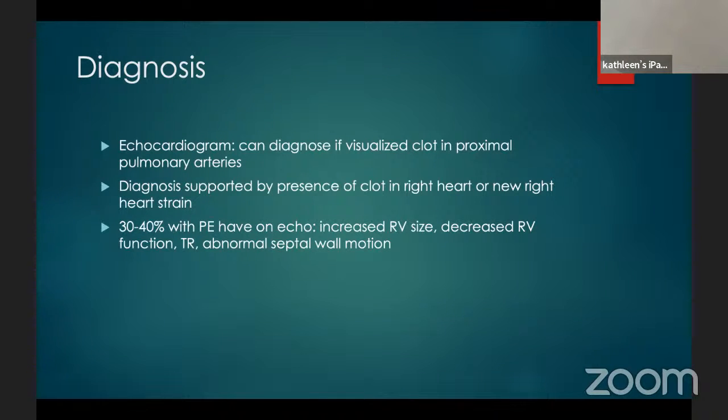Performing an echocardiogram, particularly in a hemodynamically unstable patient, can diagnose PE if there's a visualized clot in the proximal pulmonary arteries. The diagnosis can be supported by the presence of clot in the right heart or new right heart strain. 30 to 40% of patients with pulmonary embolism have on echo increased RV size, decreased RV function, tricuspid regurgitation, and abnormal ventricular septal wall motion.